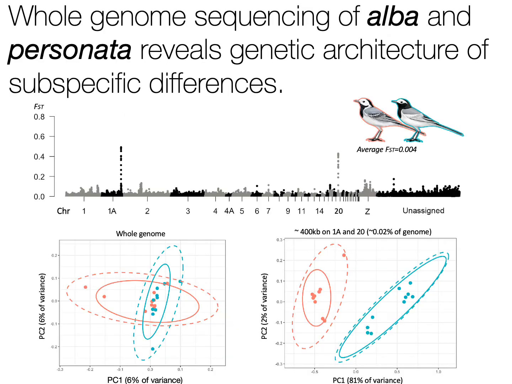In order to address this, we used whole genome sequencing of alba and personata males, and it revealed the genetic architecture of these subspecific differences. On the top panel, you're seeing another Manhattan plot, but here with just two tall buildings, one on chromosome 1A and one on chromosome 20. You can see that the average FST between these two species is very low. And then if we just look at the whole genome, we can't differentiate them. But if we only look at these divergent regions on chromosomes 1A and 20, we can differentiate alba from personata.